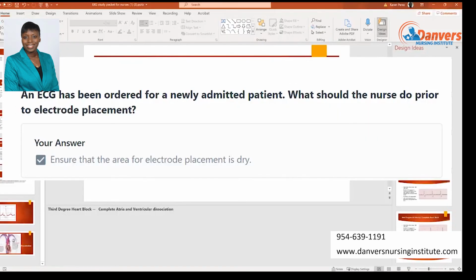So next question. An ECG has been ordered for a new patient. What should the nurse do prior to applying the electrodes to the skin? And that is to make sure that it is dry, all right? Because if it's not, then it will not stick. And if the person has a hairy chest, you will shave the hair off so that the electrodes can stick.